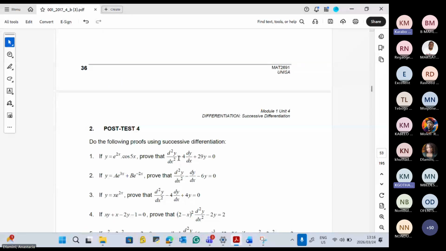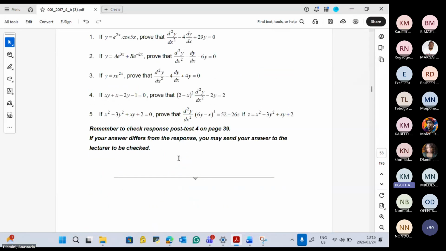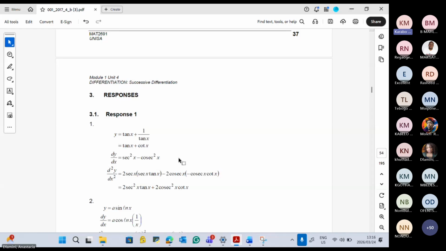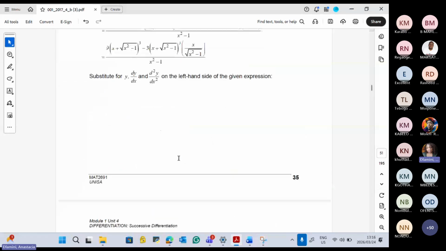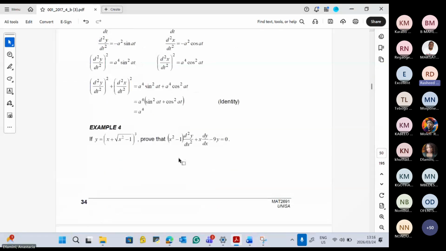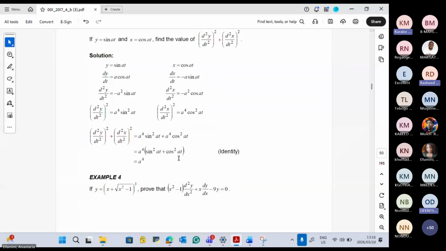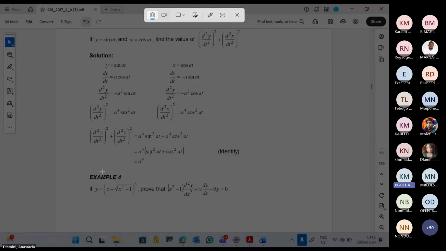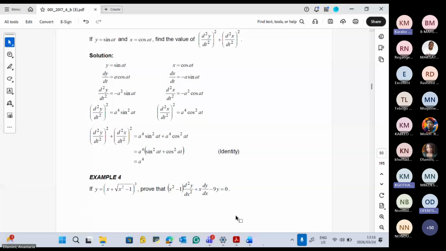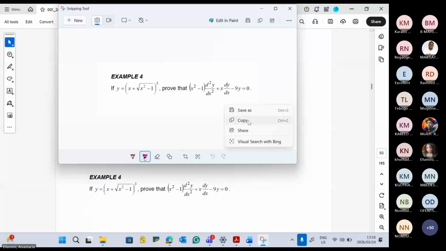Can't we do example 4, ma'am, before you let us go? Someone is asking if we can do example 4. Yes, please. We're ready. But can someone please put all the examples and pages that we have to do in the math WhatsApp group? You do all the questions in the study guide, all the post-test questions and activities of what we covered. Okay, sharp.